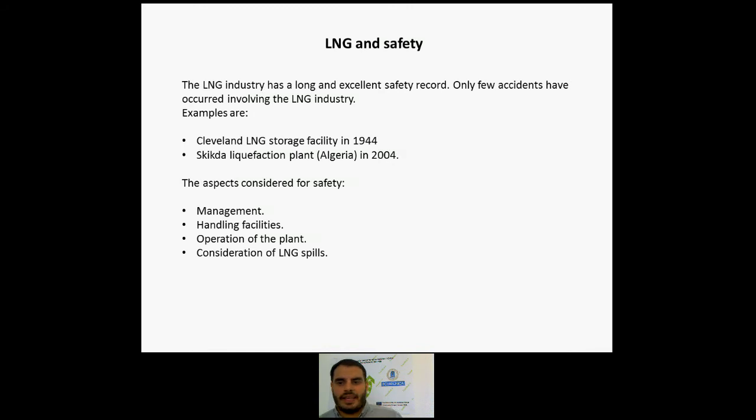LNG vessels range in capacity from 19,000 to 25,000 cubic meters. The largest vessels are up to 265,000 cubic meters and came into service in 2008. LNG carriers are large double-hulled ships, several hundred meters in length, which travel at average speeds of 17 to 20 knots. Consider that 18 knots is 33 kilometers per hour.